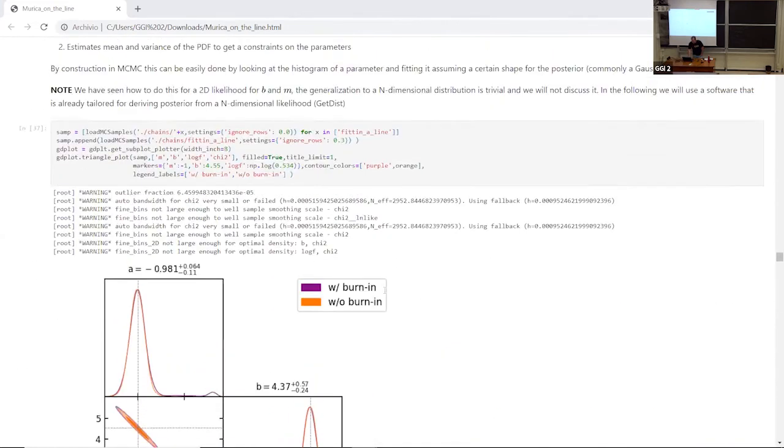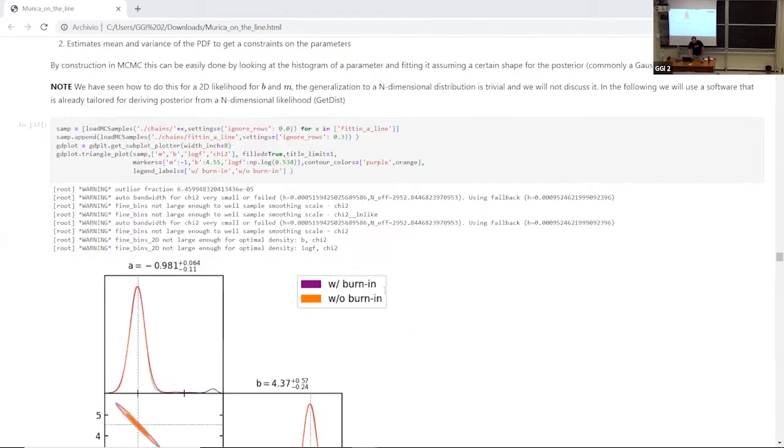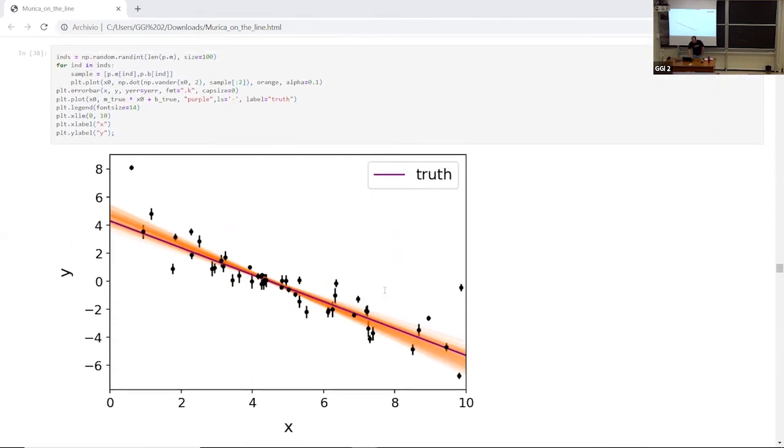So I'm showing you many ways of representing the solution, and probably the most instructive is to look at this. Here I'm showing you the true representation of the line and the representation of the line gained from taking samples of the chain and calculating the line that they give us. Basically each of these orange lines has a different value of M and B inside the posterior distribution. They're simply taken randomly from the posterior.